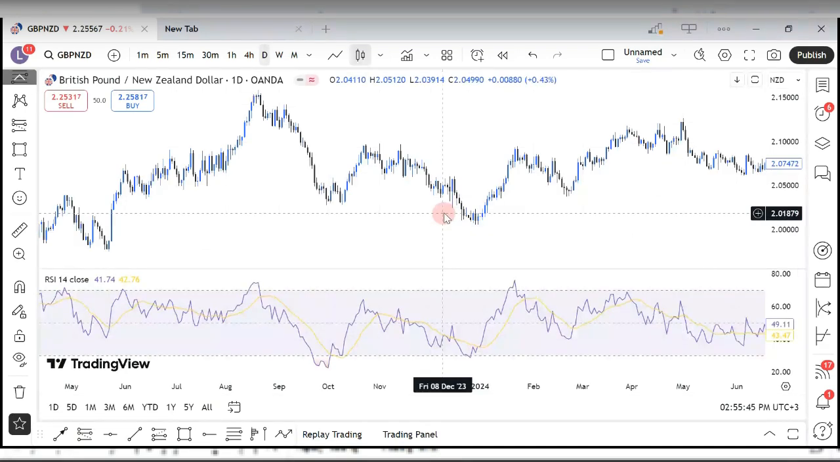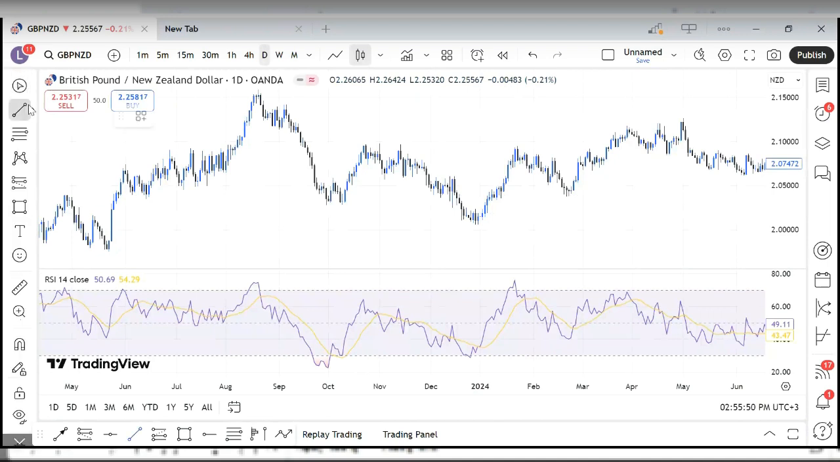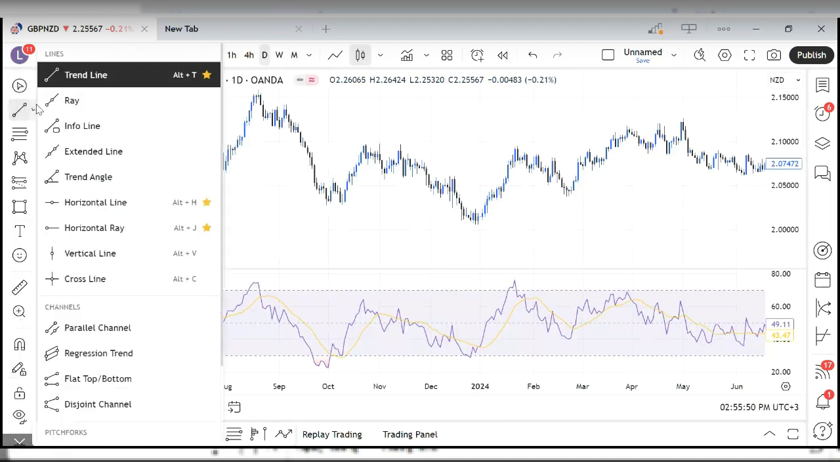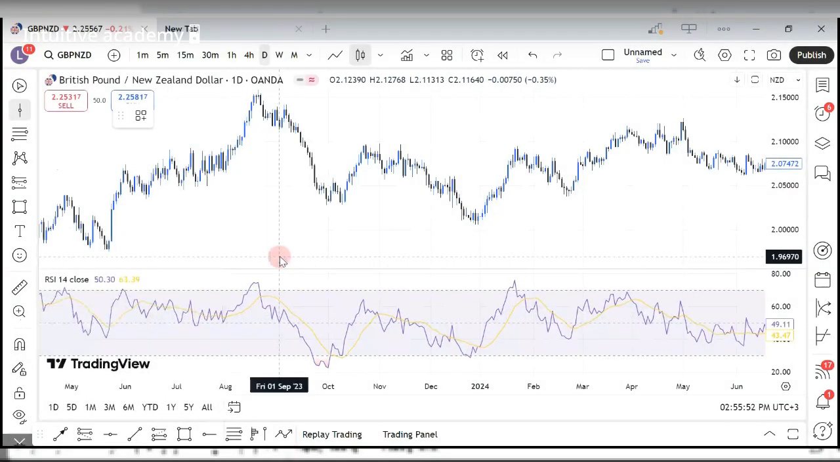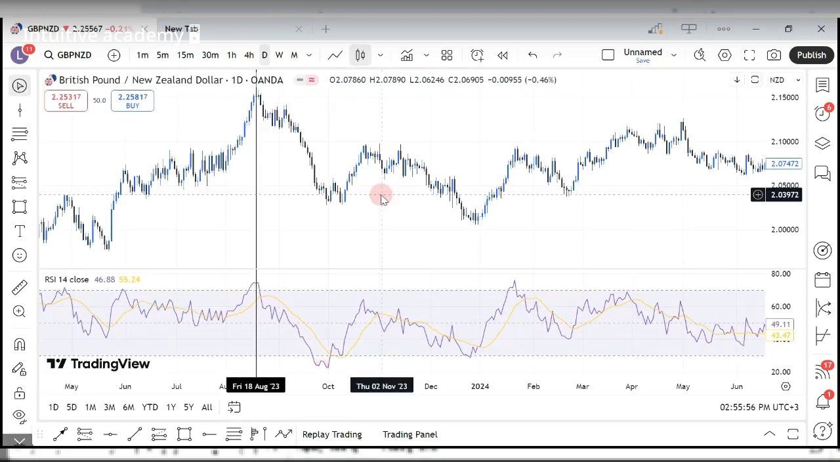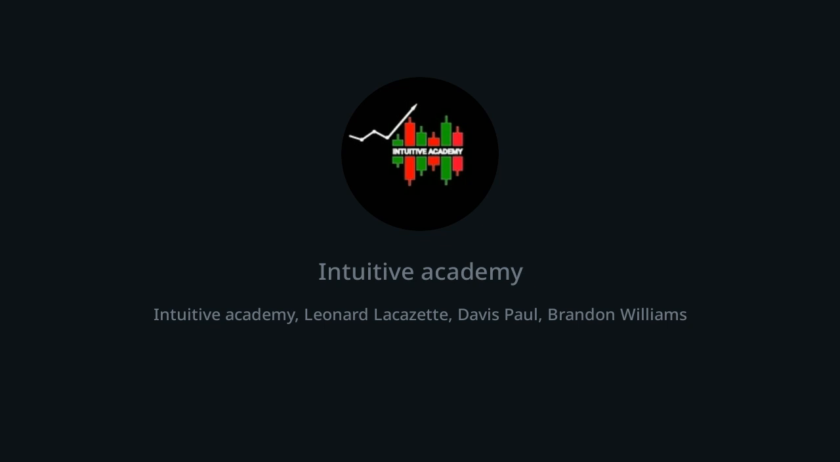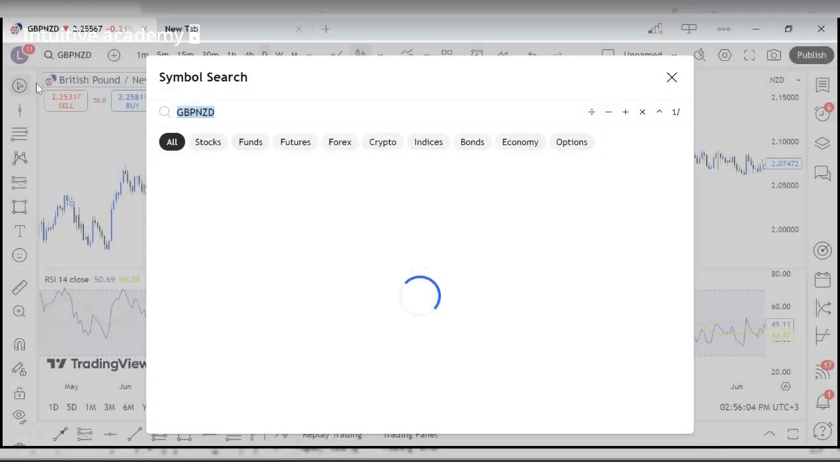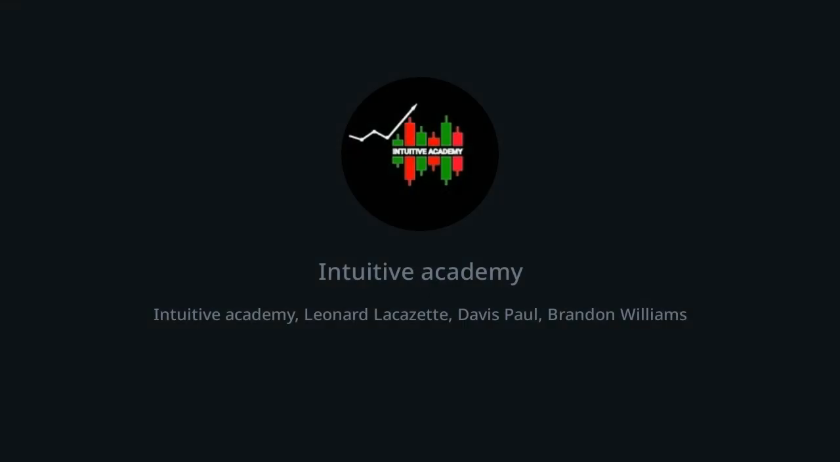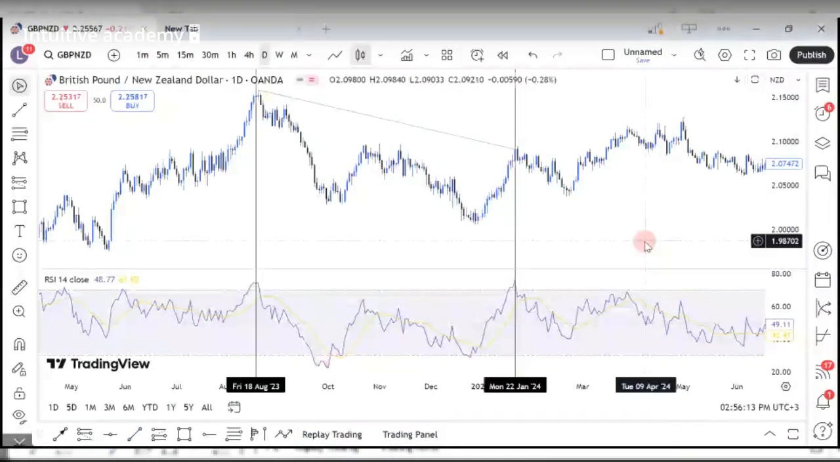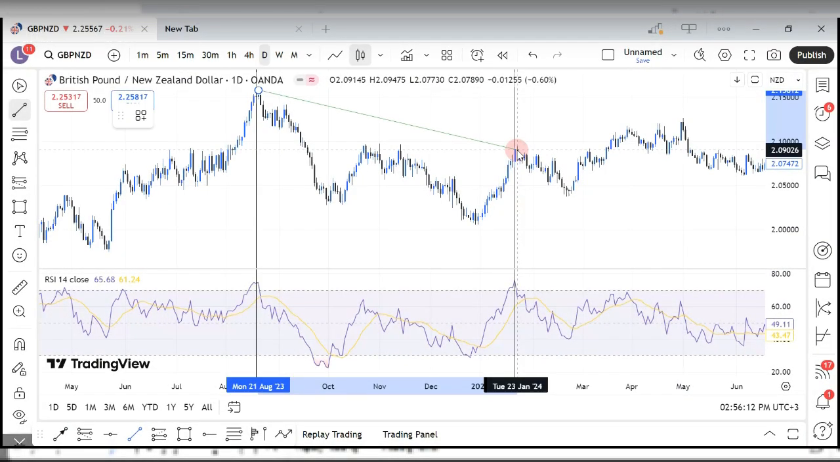Now I'm going to mark different time intervals. I'm going to intersect this overbought. Let me put one line so that it looks nice. Then I'm also going to intersect this level that is overbought here. I want you guys to see something. If I draw a trend line from here up to here, you see market created a downside trend line.